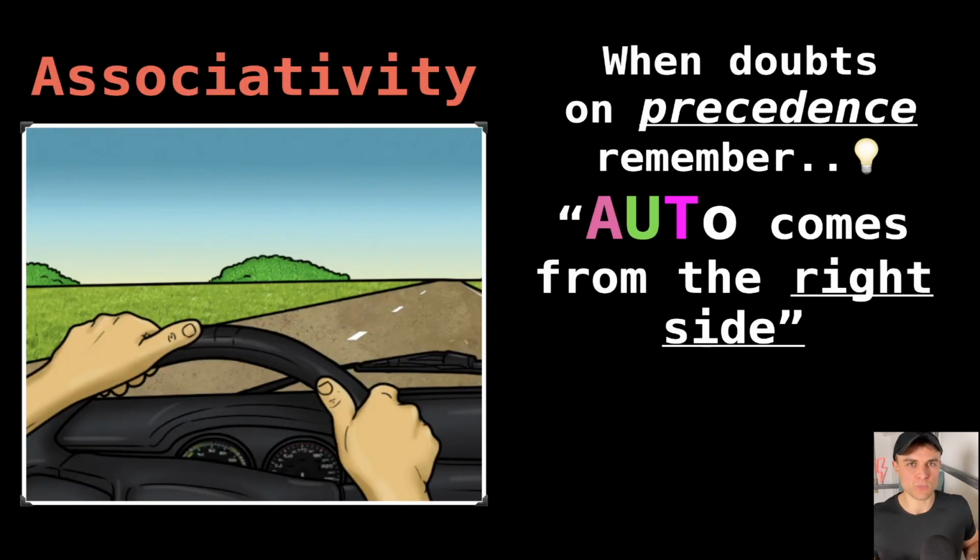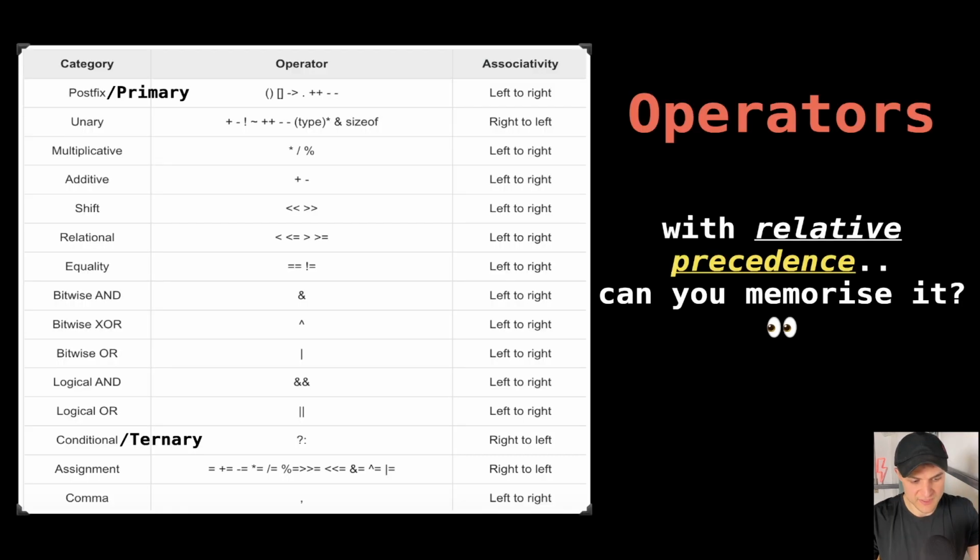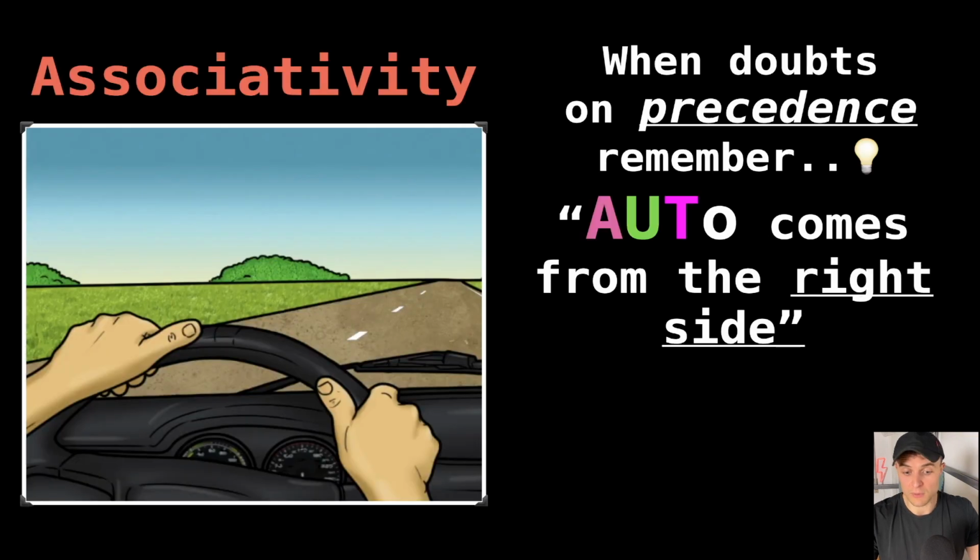What's your opinion? Well, my friend, when I have operators which have the same precedence, there is another rule that kicks in: the associativity rule. Again, there is a little gimmick to recall this. And the gimmick is "auto comes from the right side". It simply means that assignment, unary, and ternary are evaluated right to left. As you can see from the associativity rule, all the other ones are left to right, so it's easy to remember. It's easy to encode this rule: auto comes from the right side.